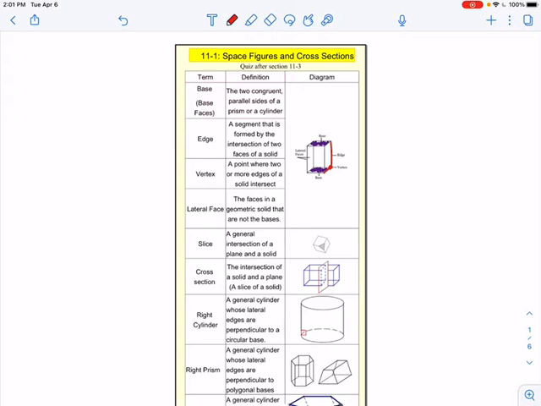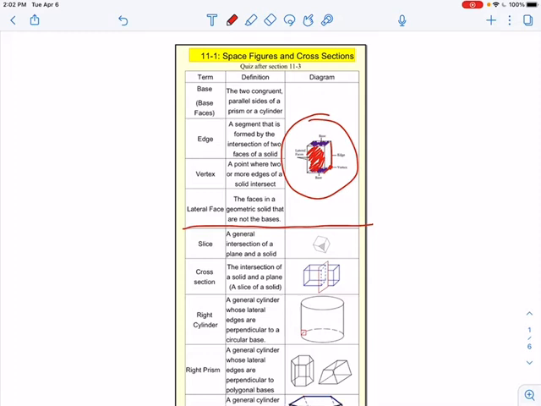Lateral face, the faces in the geometric solid that are not the bases. So again, if I highlight any of the big rectangles that make up the sides that would go all around, perpendicular to the two bases, those are all lateral faces. Okay, so everything from this red line up all goes with that one diagram.